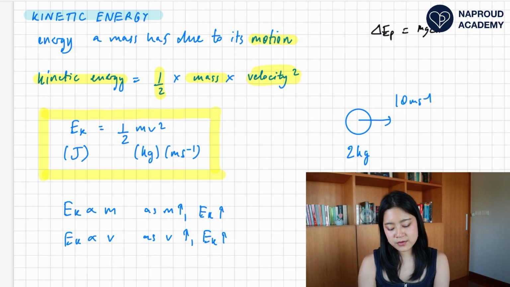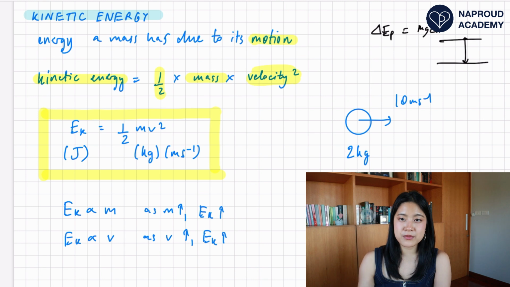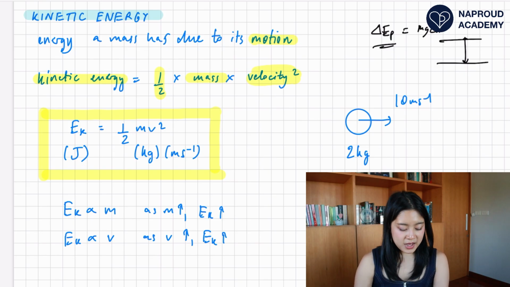But in the case of gravitational potential energy, sometimes we compare it based on different heights, like moving it from one place to another, and we don't always use the same reference point, so that's why it's delta EP. But EK is always from 0: how much energy did it gain if it started with a speed of 0 and then it changed speed.